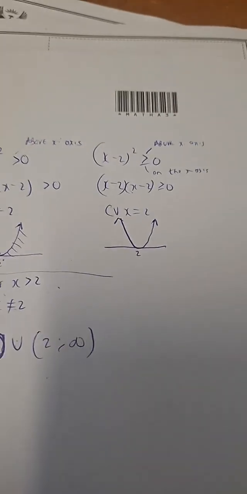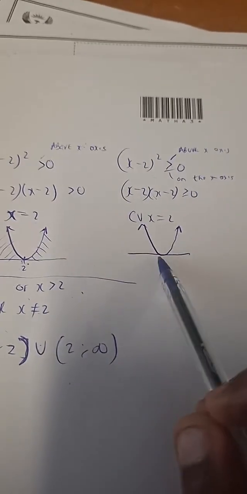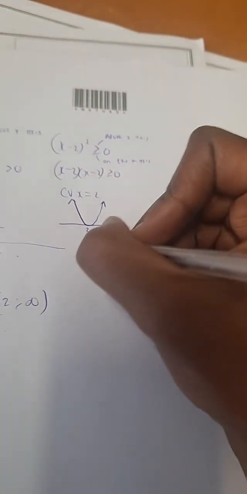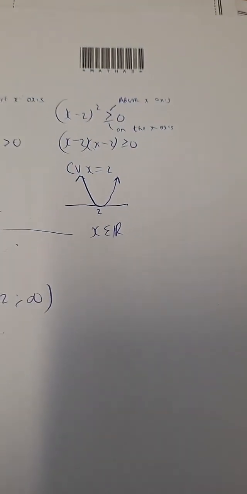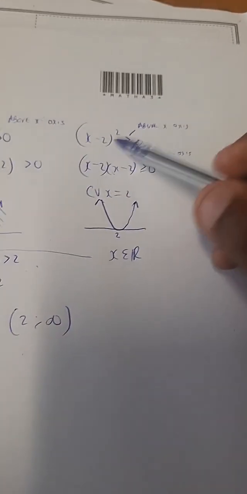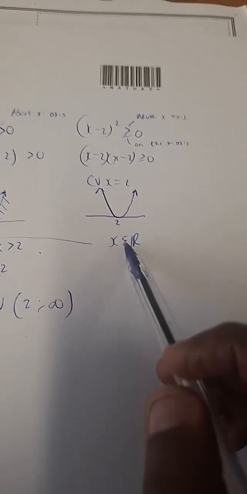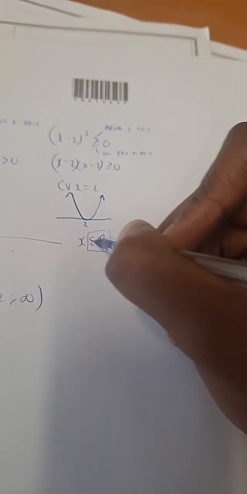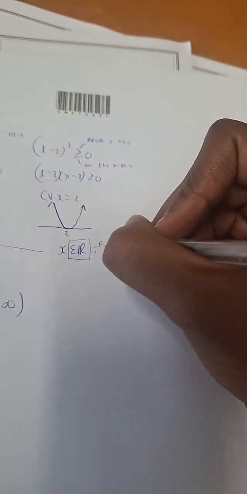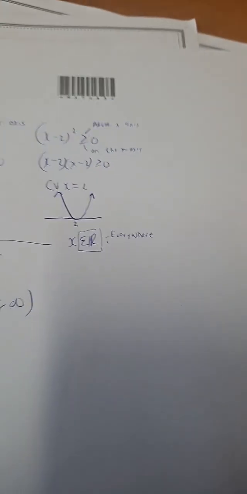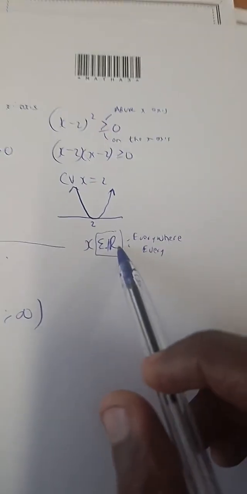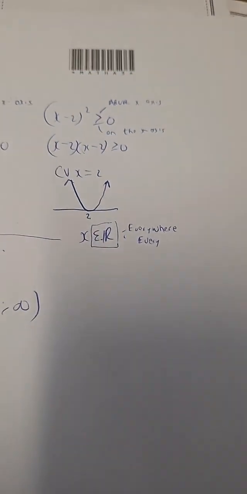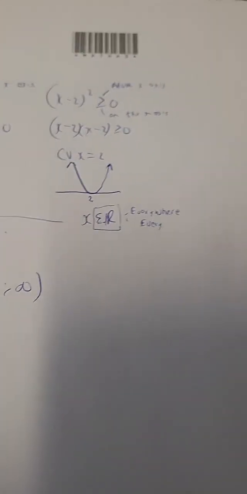So where are we on the x-axis? At 2. Where are we above the x-axis? Everywhere from left to right. So here I can just say x is an element of real numbers. Every value of x will satisfy this inequality. Every value. So I love saying this element of R means everywhere. Every value. This R kind of looks like a short form for everywhere, you know? So every value of x.